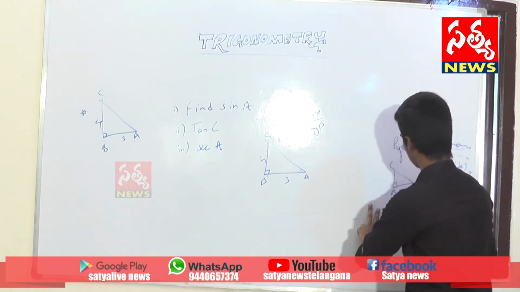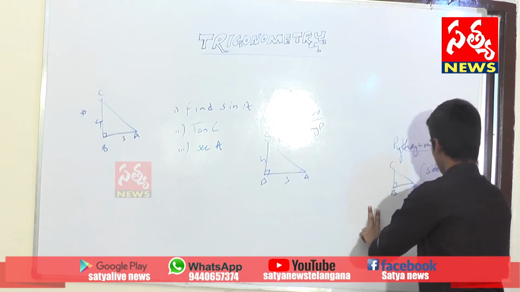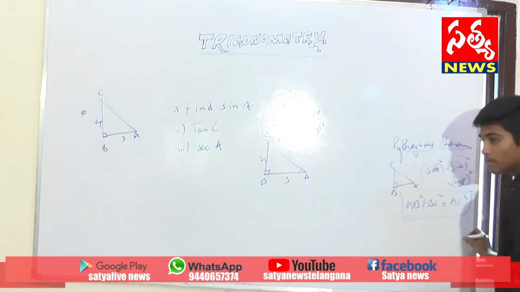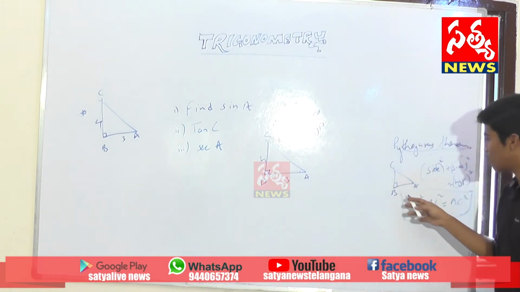AB square plus BC square equals AC square. This is the Pythagoras theorem. This is very important. You should remember this.